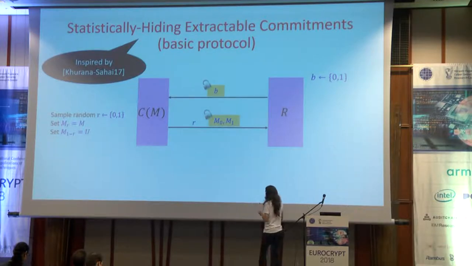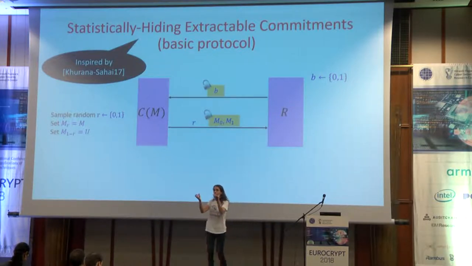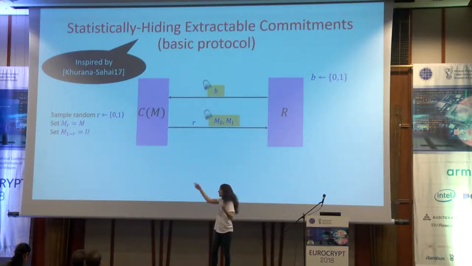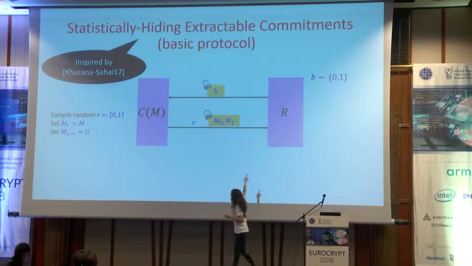So what is the protocol? A committer wants to commit to a message M. What he does, he chooses two messages. One is M, and one is completely random. And he mixes them, he chooses a random R, one of them is going to be M, the other is going to be the random one. And what the receiver does, he gets one of them using an OT. Again, the OT comes.